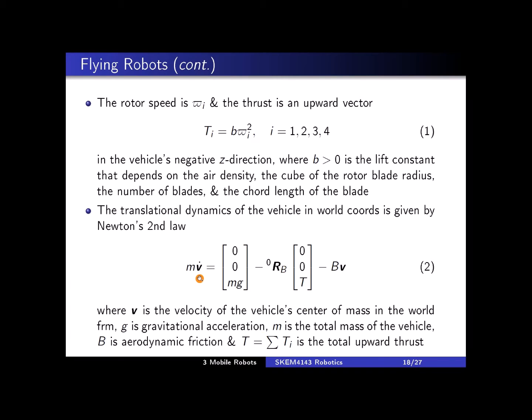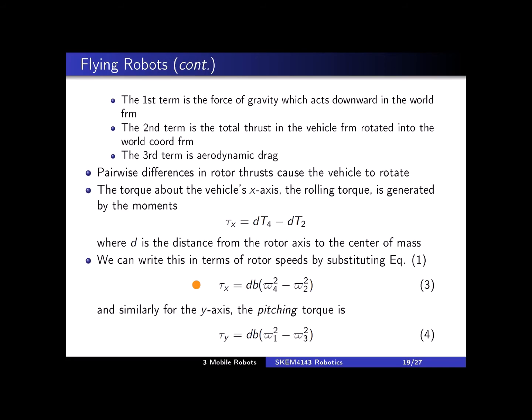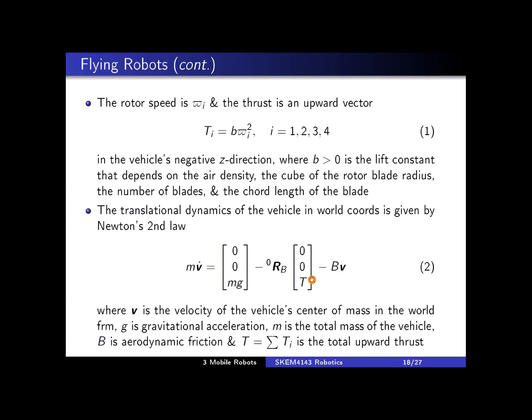So in order to get your velocity, you have to integrate this, right? So V dot, when you integrate, you get V. When you integrate V, you get the position. As I've explained, the first term is the force of gravity, which acts downward in the world frame. The second term is the total thrust in the vehicle frame rotated into the world coordinate frame. And the third term is aerodynamic drag. That's why it has to be minus. It has to be subtracted from the whole equation because it's opposing the motion.